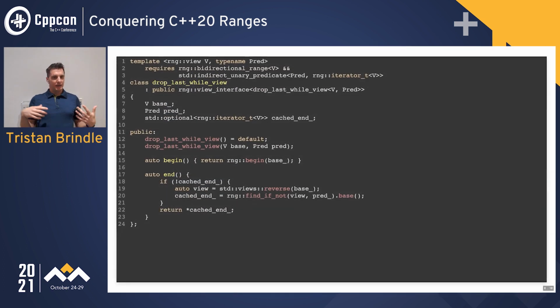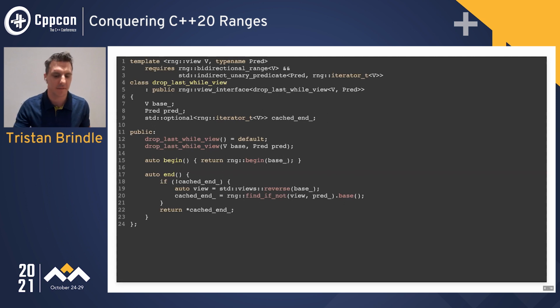Okay, so there are a couple of ways you could do it. The way I've chosen to do it is we're going to have an optional variable which holds an iterator into base, and we're going to call that cached end. And in our end function, the first time we enter it, cached end is going to be default constructed. It's going to be a disengaged optional. So the first time we enter the end function, we're going to do this find if not business and find the end of the range that we're interested in. And after that, on each subsequent call to end, we're just going to return our cached value. As I say, this is the way I've chosen to do it here, and this is kind of similar to the way that the standard library does it as well.